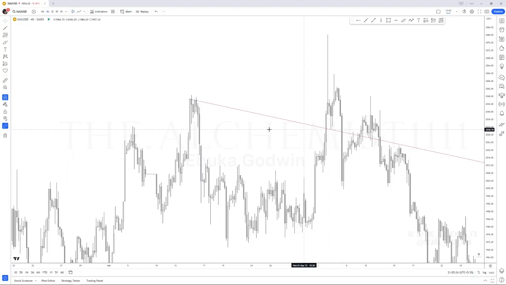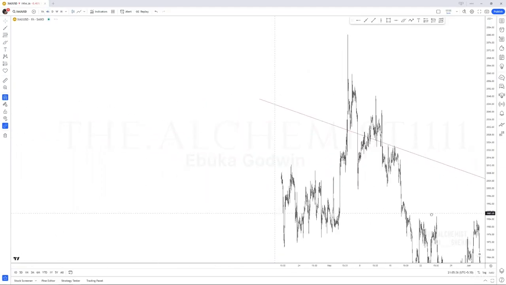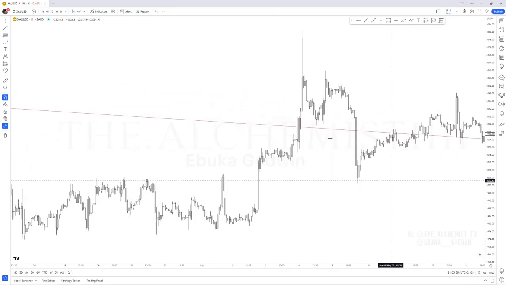See that? Did we have anything in here? No, nothing. So obviously, if you go to daily, you wouldn't have anything in the middle of this, right? Nothing will be there. Look at this. Reacted off a trend line very nicely. See this? That's why I told you.